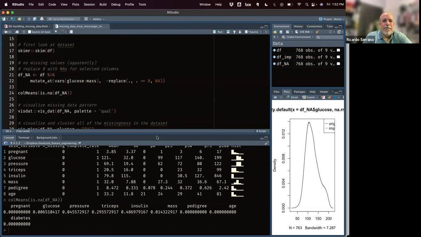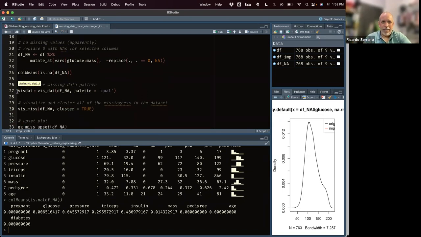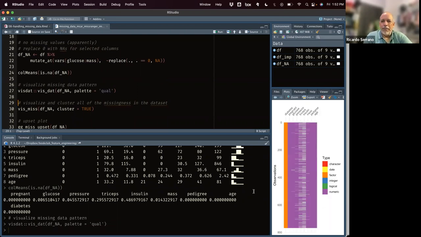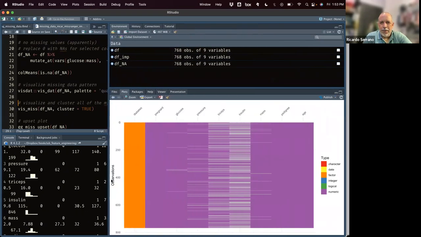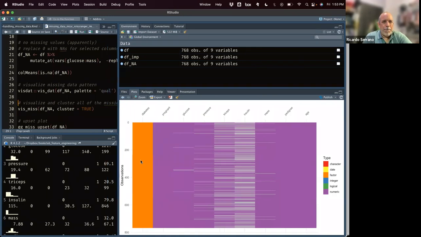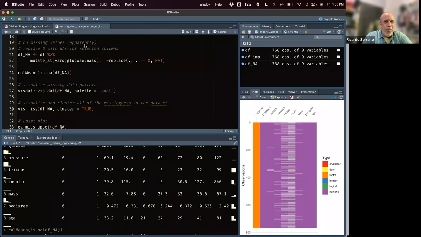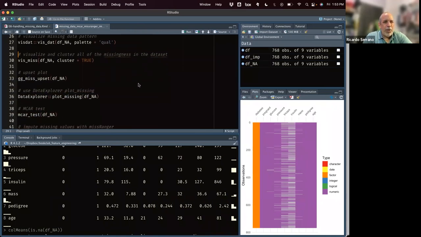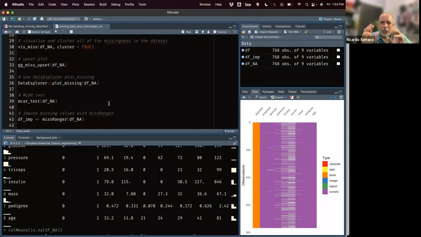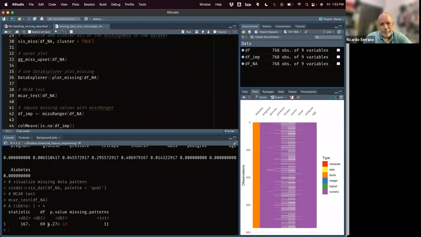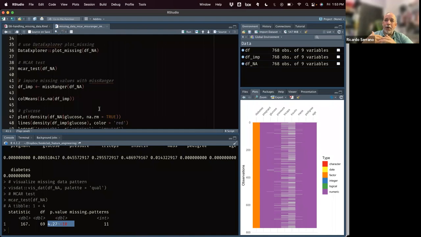I'm calling it df_na. Then let's do our visualizations: how many variables do we have? And right now, with that visualization, we can see that there's some correlation between insulin, triceps, glucose level, etc. So there's some relationship, so probably this is not going to be MCAR. To give you the short version of this story, let's do the MCAR test. And as expected, it's a very minuscule p-value, so it's not MCAR. So one of the things that we can do is, right off the bat, impute those values.